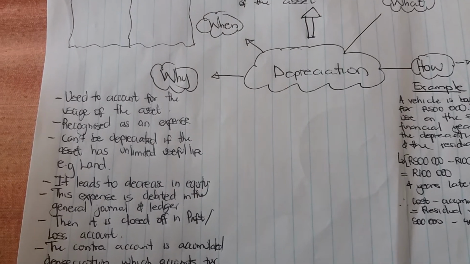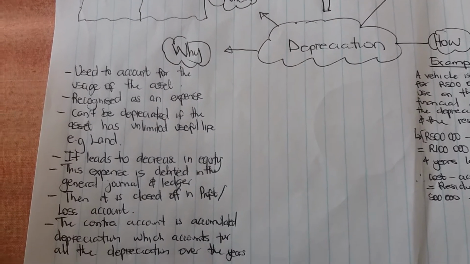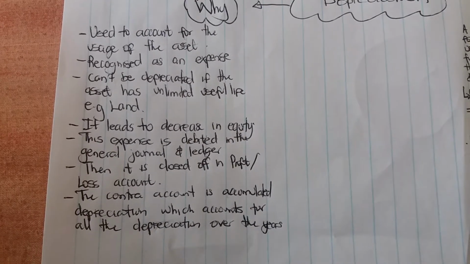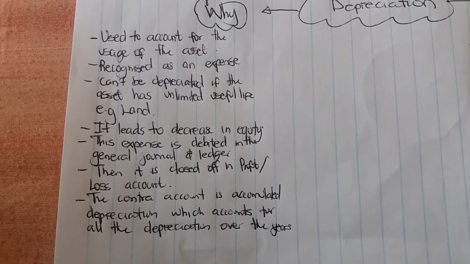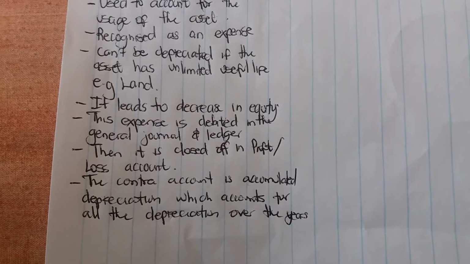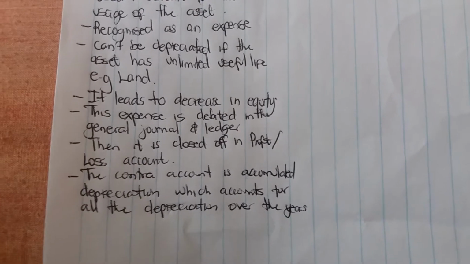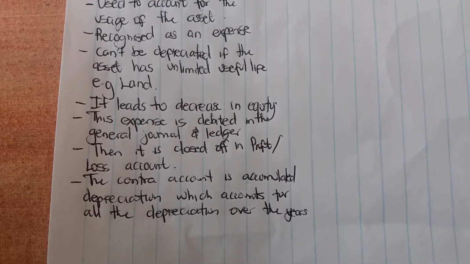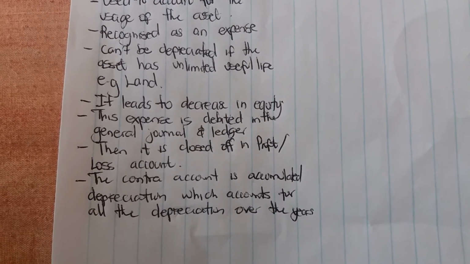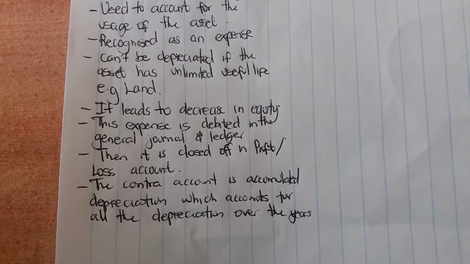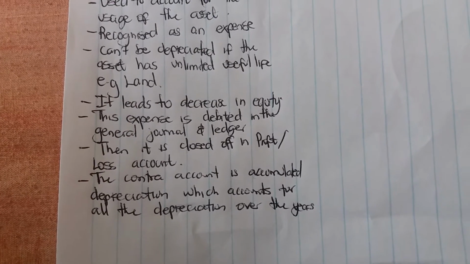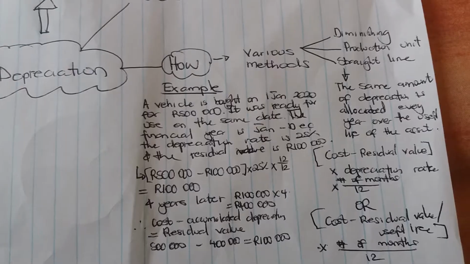Depreciation is used to account for the usage of an asset. It is recognized as an expense. It cannot be depreciated if the asset has unlimited useful life, e.g. land. It leads to a decrease in equity. This expense is debited in the general journal and in the general ledger. Then it is closed off in the profit or loss account. The contra account of depreciation is accumulated depreciation, which accounts for all the depreciation over the years.